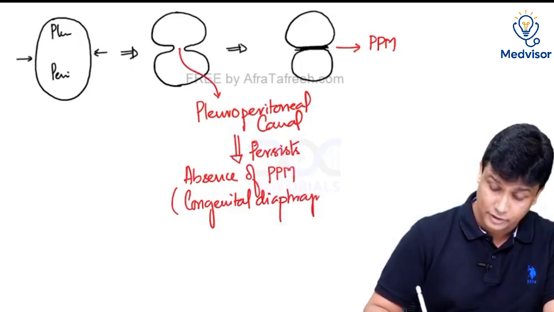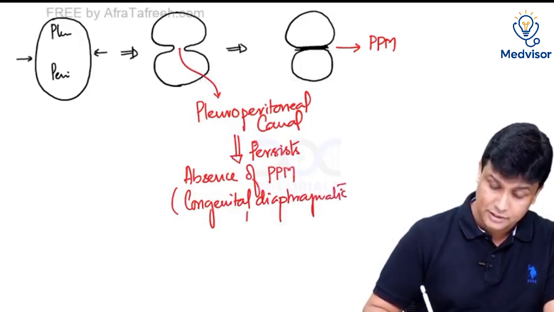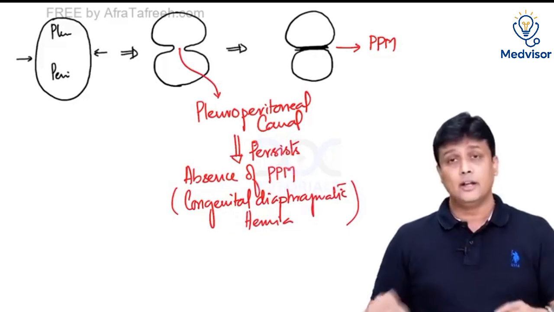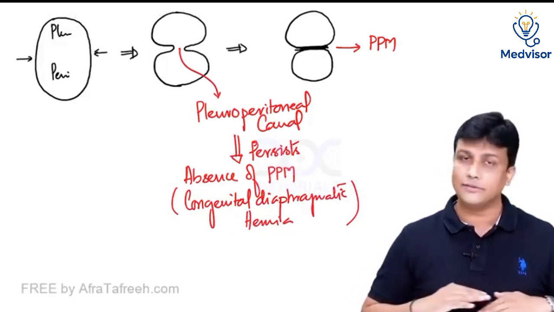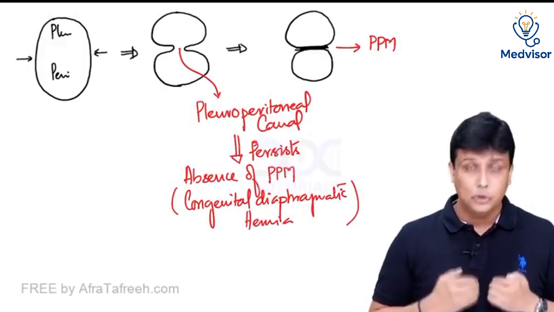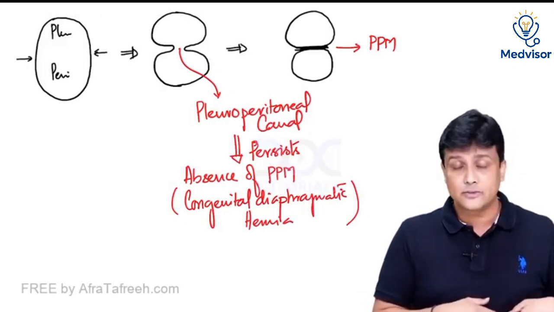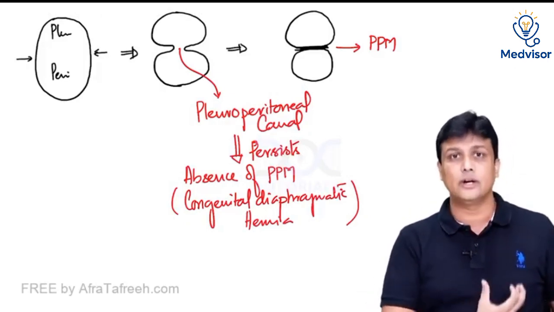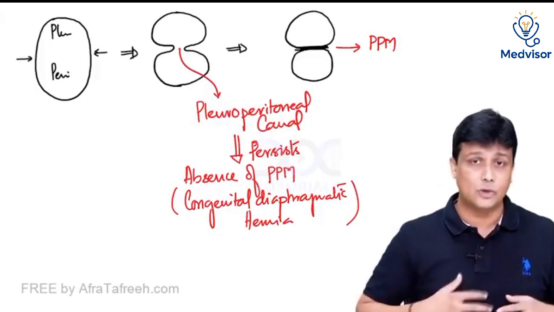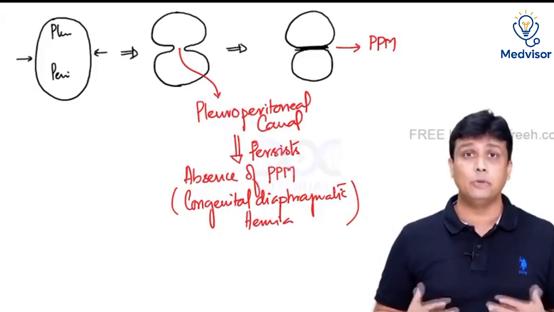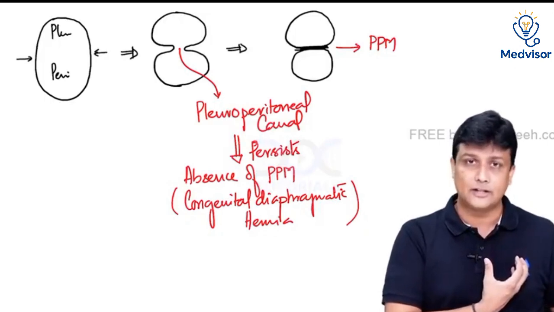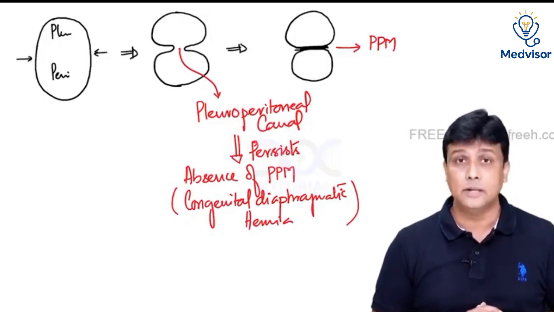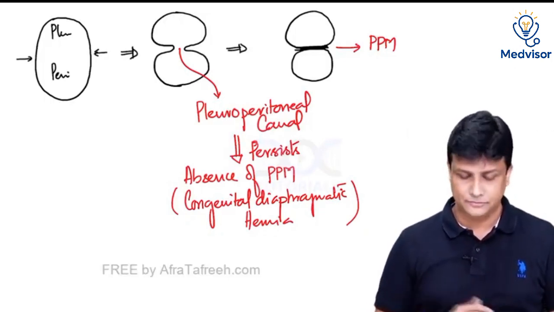Very, very, very much important. Many a times this question has been asked in your exams. Okay, congenital diaphragmatic hernia. And in this, what is going to happen? All the contents in the abdomen, because the diaphragm is not formed properly and the pleuroperitoneal canal is still persisting, the structures present in the abdomen are going to herniate into the thorax. Why? Because during development, the pressure in the abdomen will be more. So these structures are going to herniate into the thorax, and they are going to compress the lung. There will be lung hypoplasia and all those.